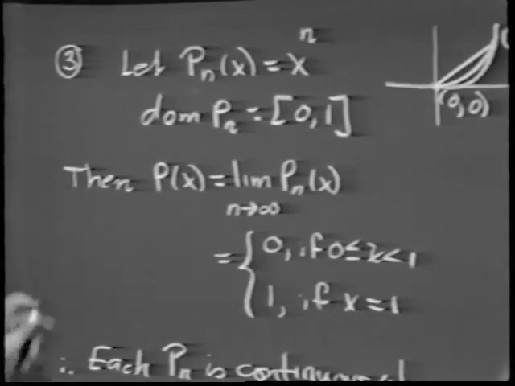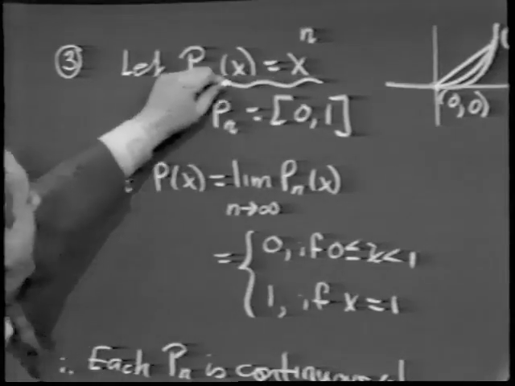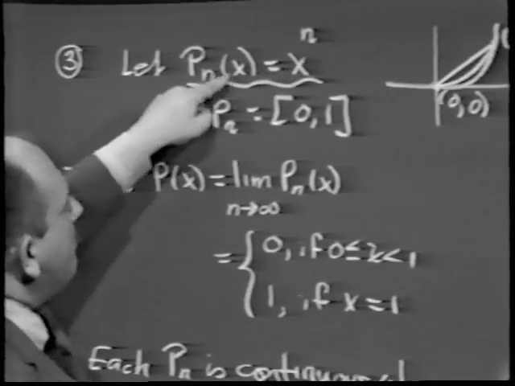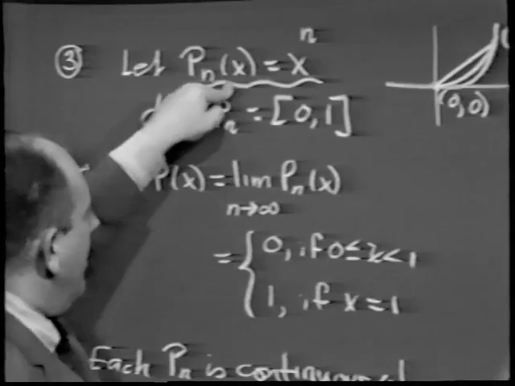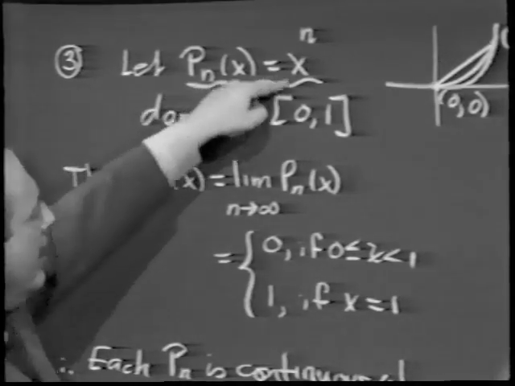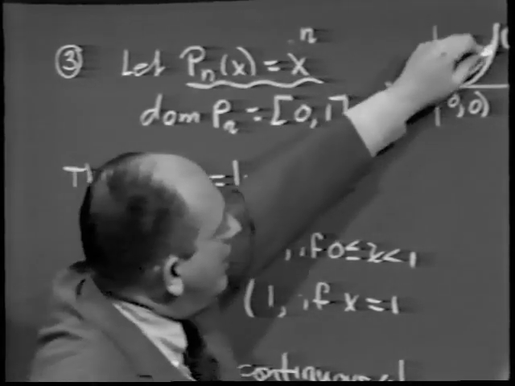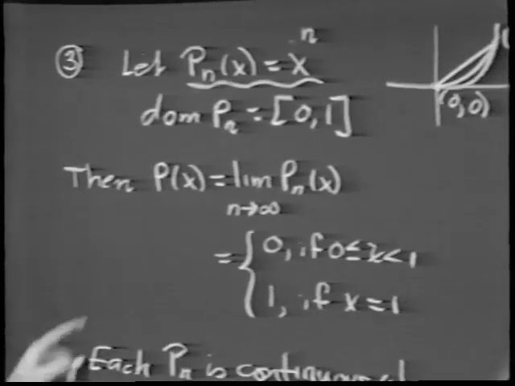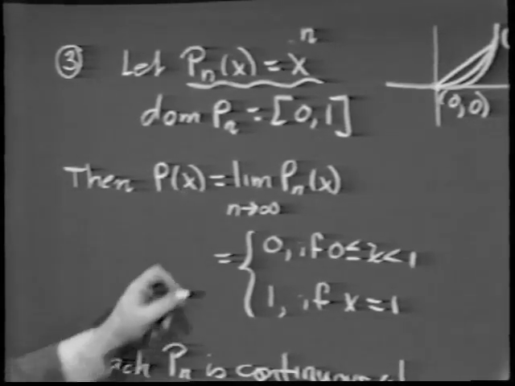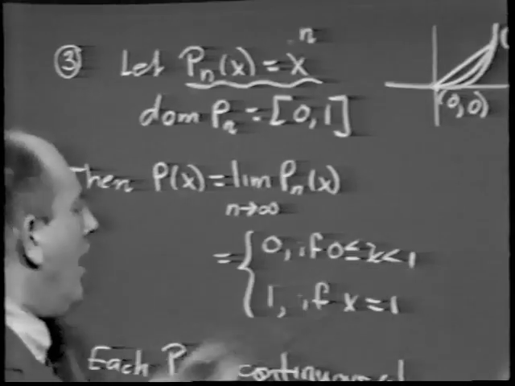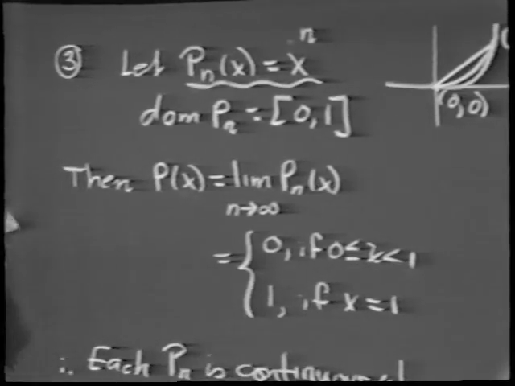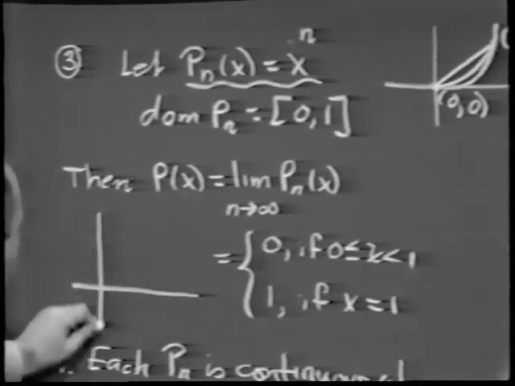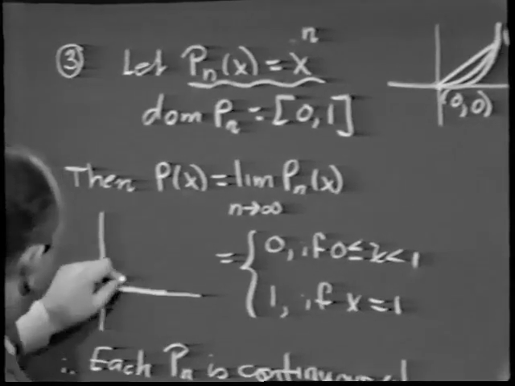Now, here's the key point. Observe that since Pn of x is a polynomial, it's in particular continuous. In other words, each p sub n is a continuous function. See? Unbroken. On the other hand, look at the limit function. It's 0 all the way up to 1. And at 1, the function jumps to 1. In other words, graph-wise, the thing looks like this.